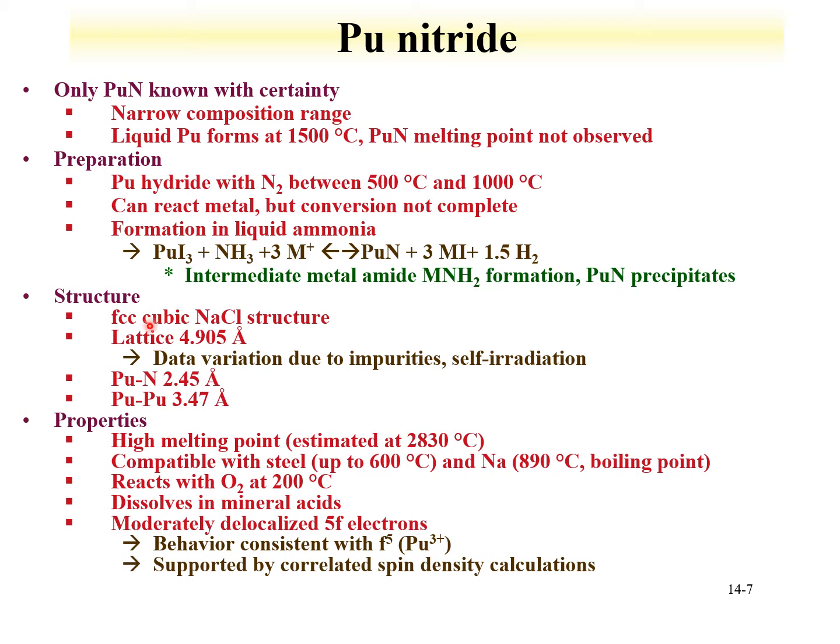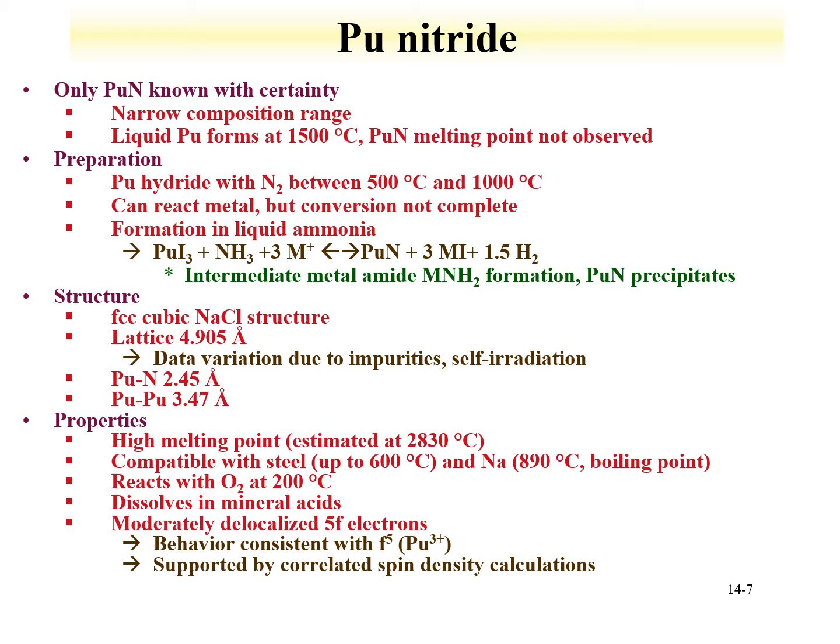The structure is face-centered cubic. The lattices have been evaluated, and the plutonium-nitrogen, plutonium-plutonium bond distance is evaluated. The nitride has a very high melting point, which is suitable for fuel. It's also compatible with steels and sodium. Again, this makes it a good candidate for fast reactor fuels.